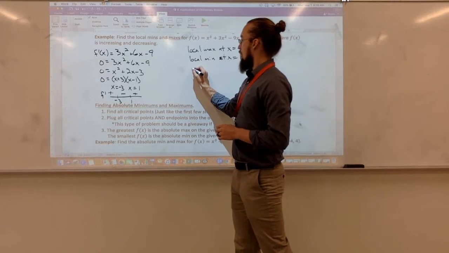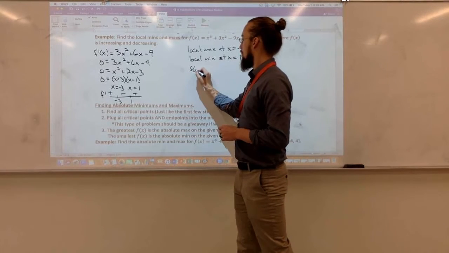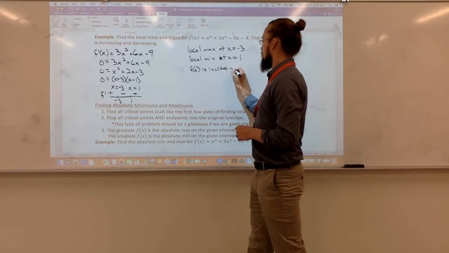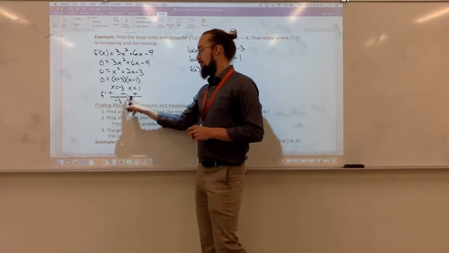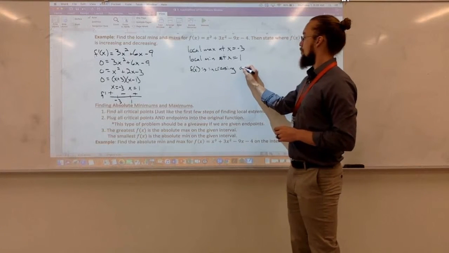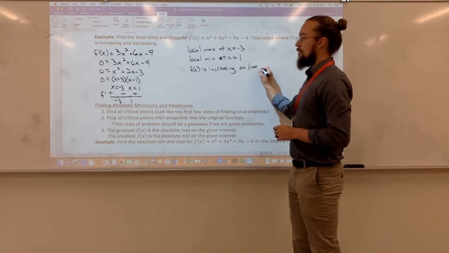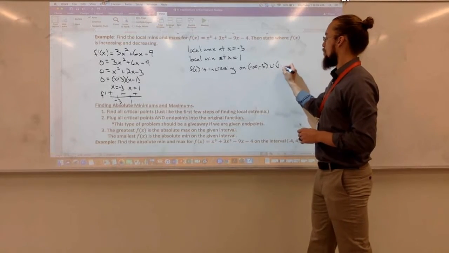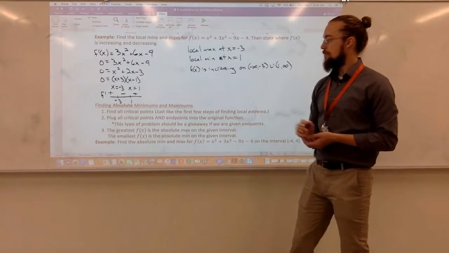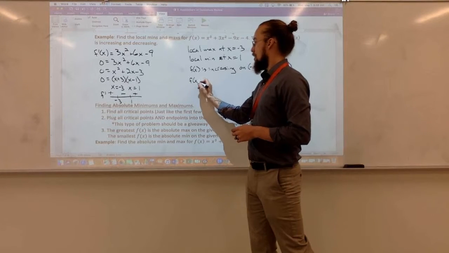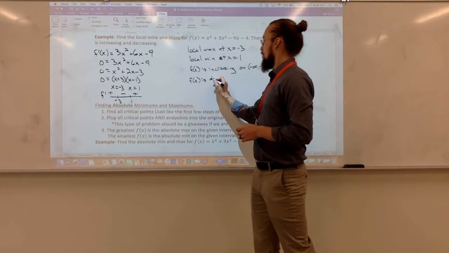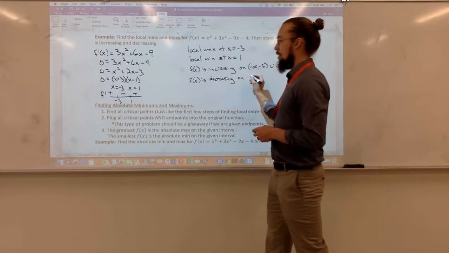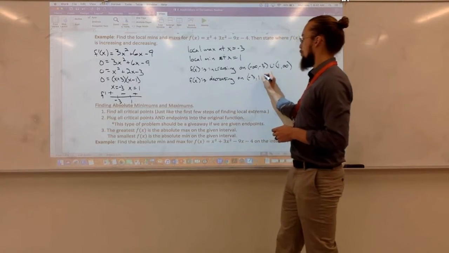So we can say f is increasing on these two intervals, right? So negative infinity to negative 3 and 1 to infinity, and f of x is decreasing on the interval negative 3 to 1.